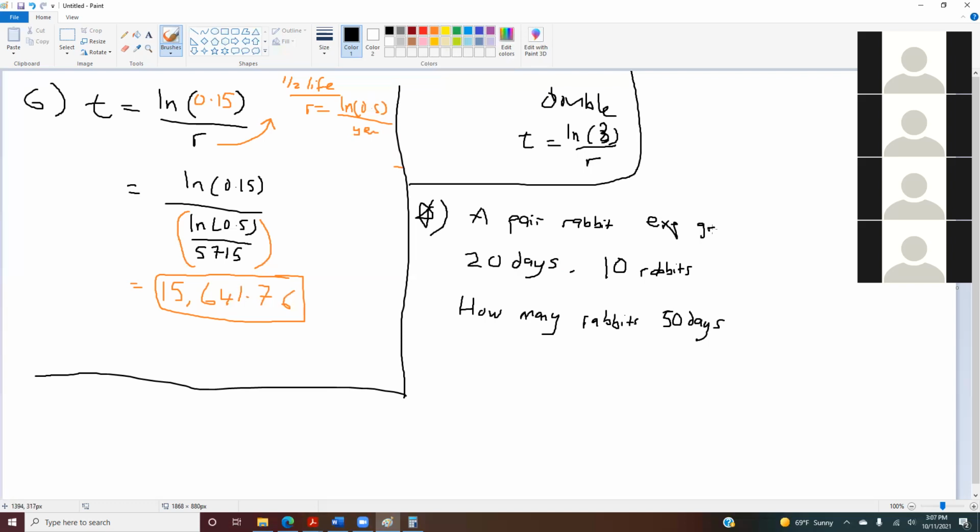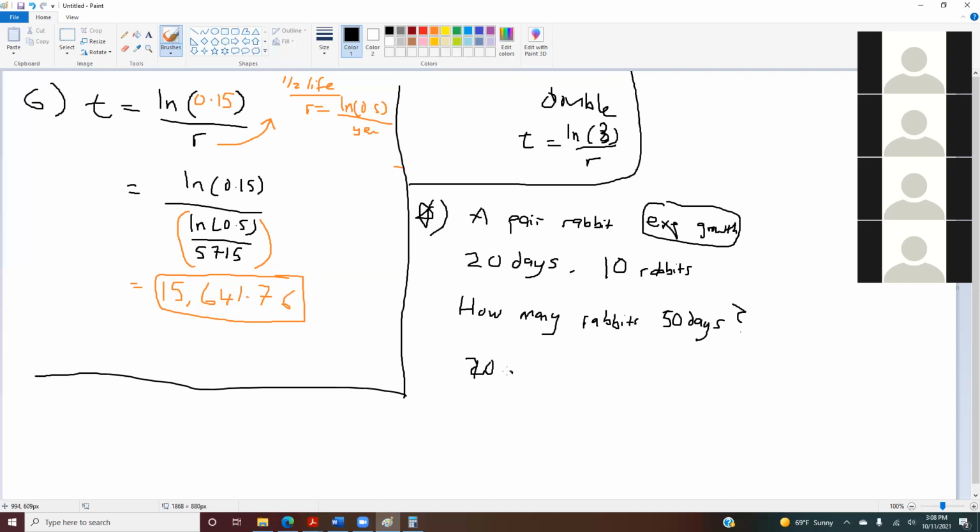This is the exponential growth part because we know that we keep getting more. So you start out with a pair of rabbits, and after 20 days this pair becomes 10 rabbits. My question is, how many rabbits do you have in 50 days? So this is what some of my students do on my test.